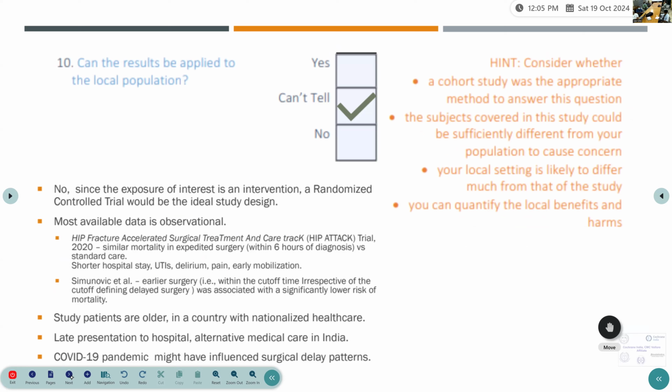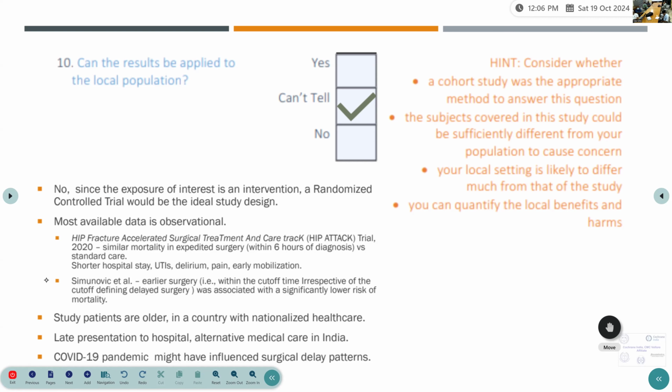Most of the available data for hip fractures and timing of surgery is observational. There was a randomized control trial in 2020, which had similar mortality and expedited surgery, which was within 6 hours compared to standard of care. And there is a systematic review of observational data, which showed earlier surgery had a lower risk of mortality. But after that, there have been some randomized trials which had contradictory data, which is why the authors say they went ahead with this study design, which was in the real world setting.